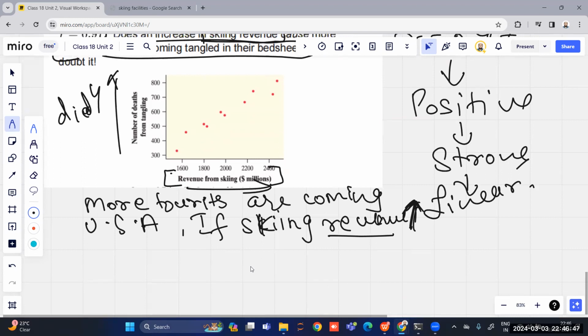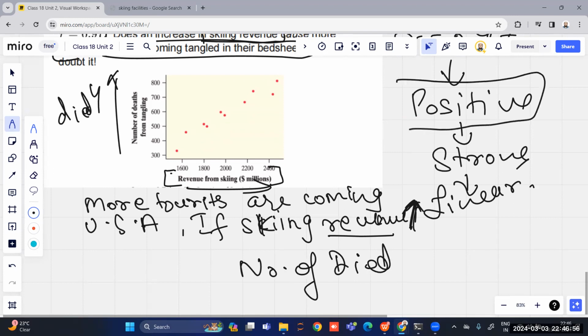So can you say that the number of people who died will also increase? Yes, we can say so, as it is a positive relationship, but it's not perfectly true. It's a strong one, yes, but we can doubt it, because skiing revenue does not directly imply the number of people who died. Yes or no?